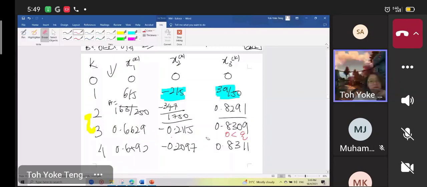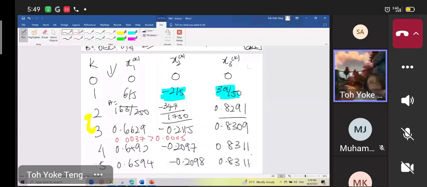So for this one, the difference right here is 0.0037, which is greater than 0.0005, so you have to proceed. You just proceed the calculation, press the equal sign, and you will get 0.96594, negative 0.2098, 0.8311. From here, the difference is negative 0.0002.